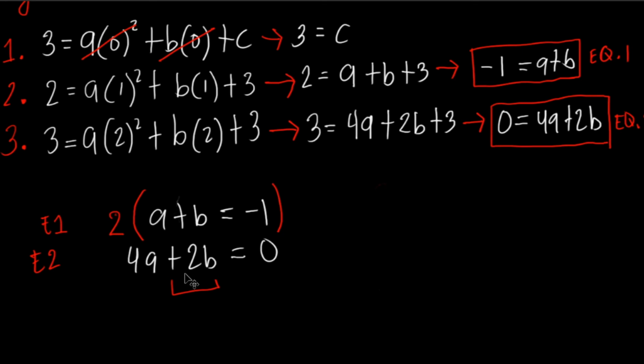Gets? So, imbis na i-multiply sa 2, i-multiply ko sa negative 2. Kasi pag multiply ko sa negative 2, etong B, magiging negative 2B. Okay? At kapag pinag-plus natin, negative 2B plus 2B, magiging 0. So, makakancel yung isang letter. And actually, pwede kung A.